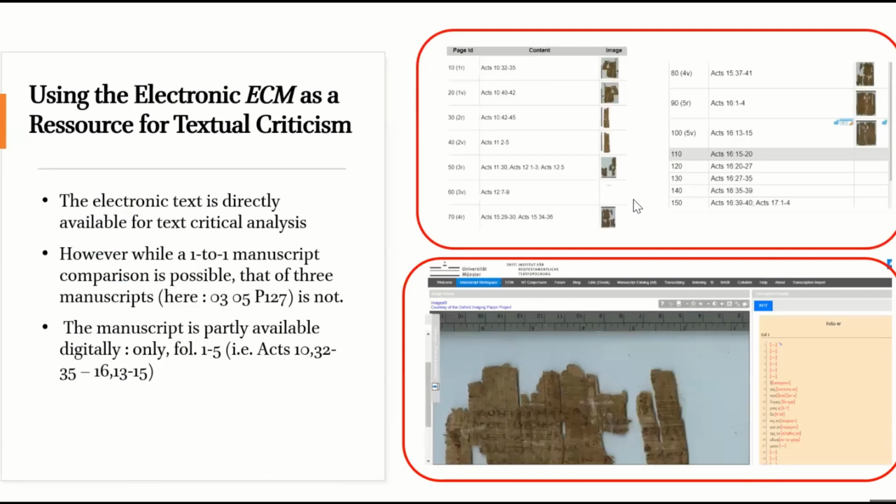Another thing which was found to be not too practical is that only a part of P127 is available digitally. This is what you see above, with only 9 portions of the papyrus. So in fact, you have to go back to the Editio Princeps done by Parker and Pickering.